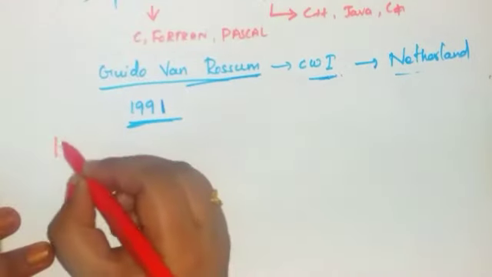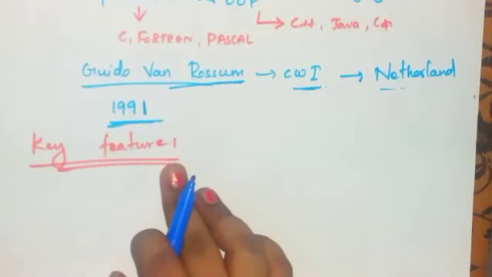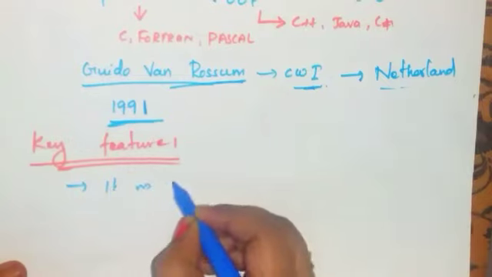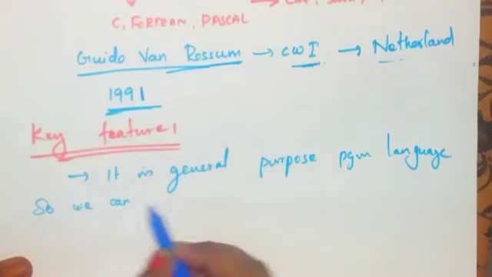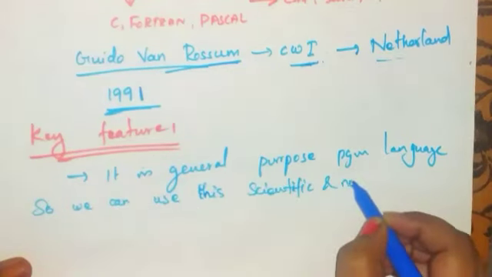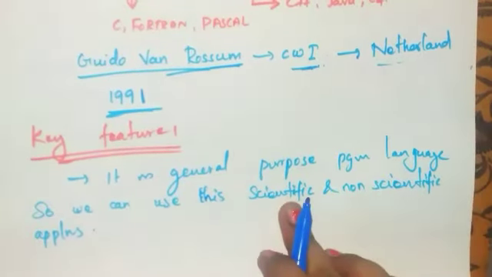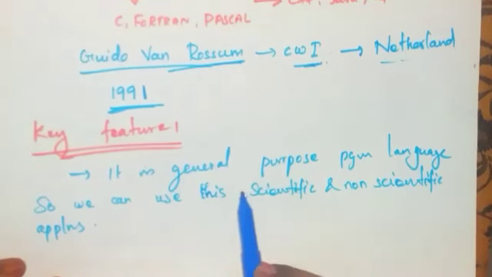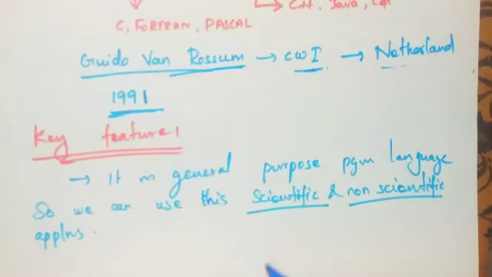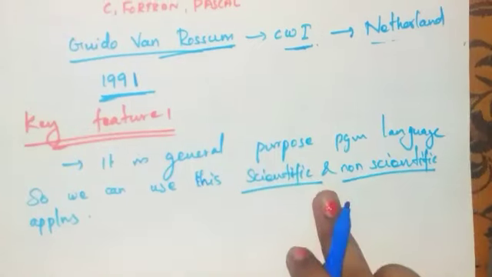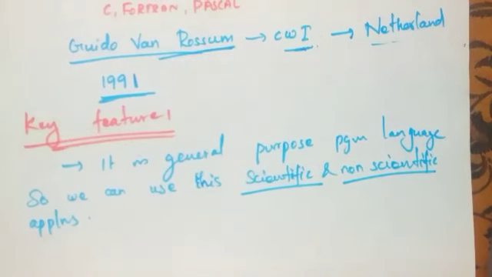Next, key features. So what are the key features available in Python? First point is, it is a general purpose programming language. So we can use it for scientific and non-scientific applications. So we can use the Python language anywhere. Okay, you can build anything using Python, that means scientific or non-scientific. By using Python, you can develop software, you can create web applications, and you can create many applications.